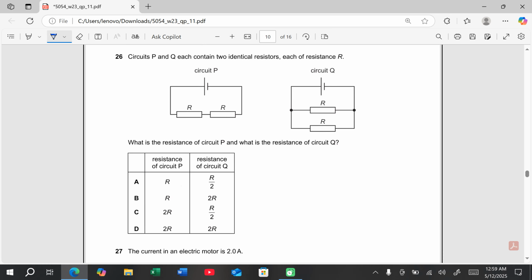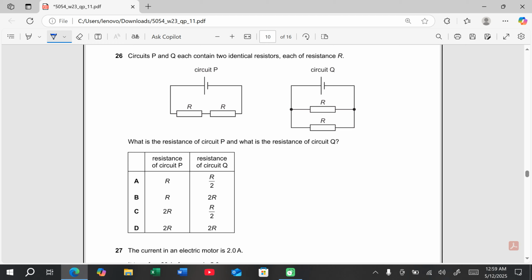26, it says there are circuits P and Q, each containing two identical resistors. One is in series, the other one is in parallel. So let's say the resistance of circuit P is 2R, while for the other one, 1 over R is equal to 1 over R plus 1 over R. This is combined, so 1 over R is 2 over R. If you take the reciprocal, the resistance will be equal to R over 2. So that's C.